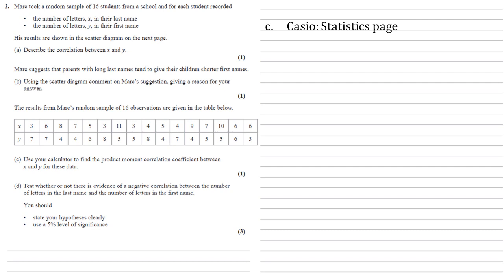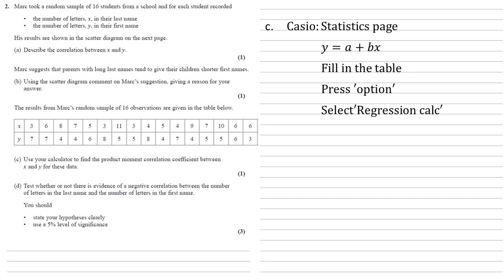We go to the statistics page. We click on the y equals a plus bx part because we're looking at correlation between y and x and a linear correlation. Fill in the table with the amounts given in the table here. So 3, 7, 6, 7, so on. Press the option button and then select regression calculation. This will then give us our R value, which is the product moment correlation coefficient of minus 0.545.